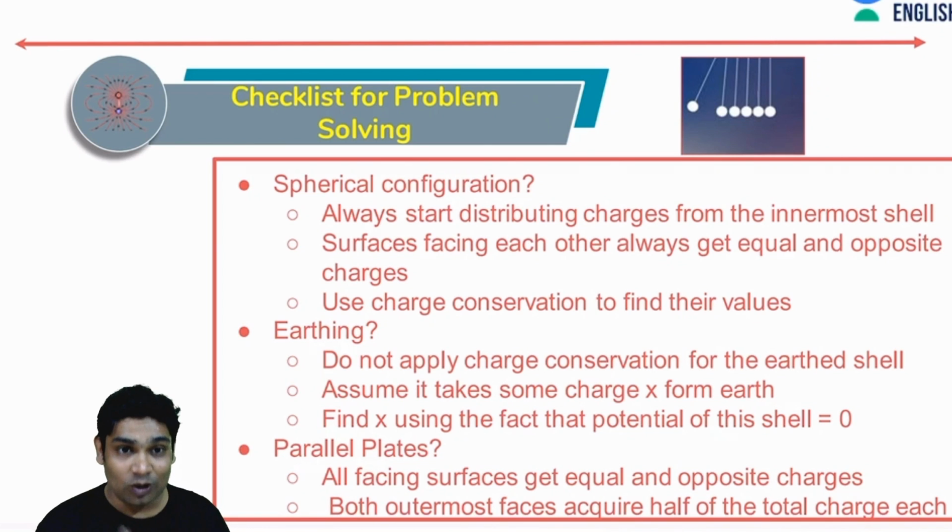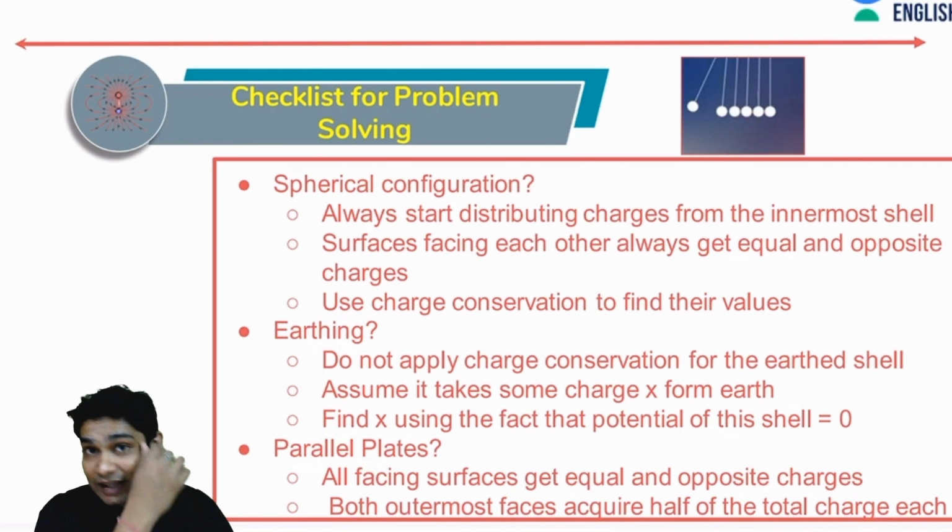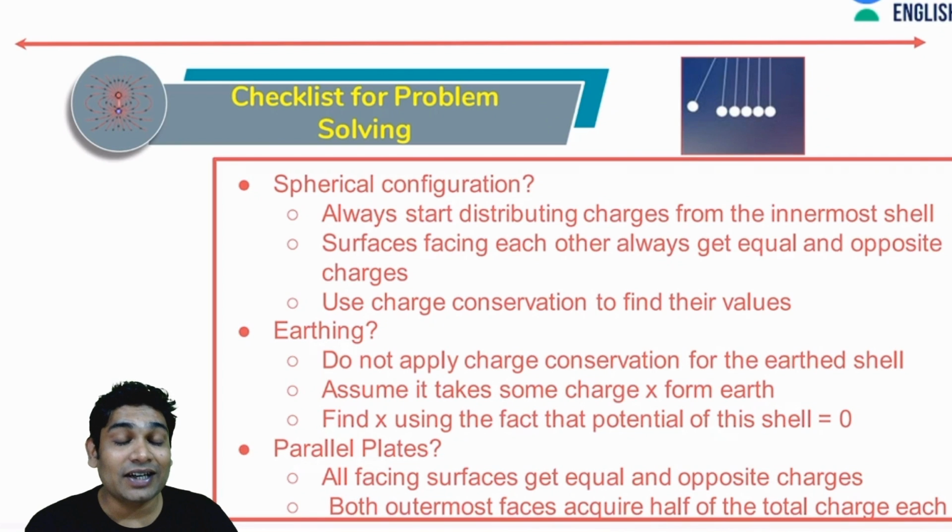Many a times you guys ignore that. You see earthing has happened, although you're still trying to apply conservation of charge. Remember, the moment the shell is earthed, conservation of charge will not apply, because now it can exchange charges with earth, so net charge can change. So in such cases, what to do? Assume it takes some charge x from the earth and you solve for that x using the fact that the potential of this surface must be zero.